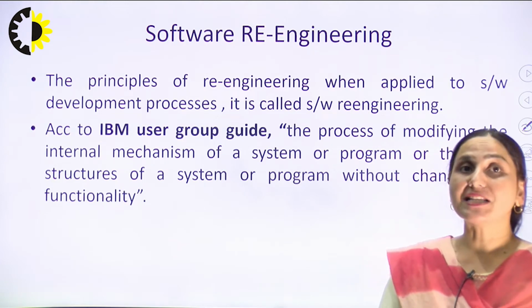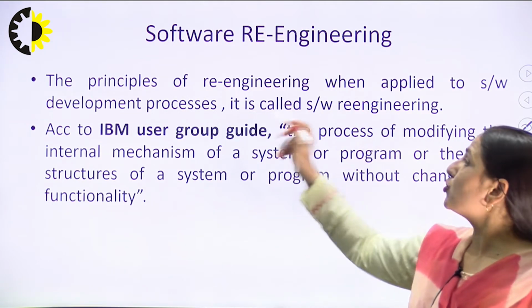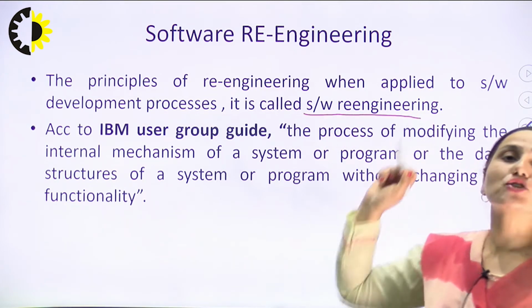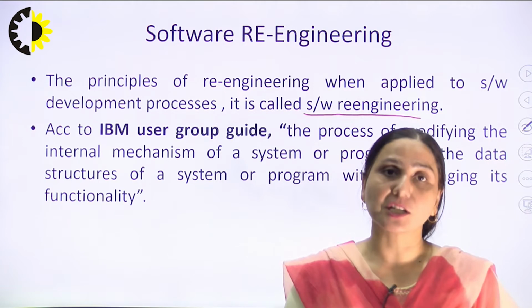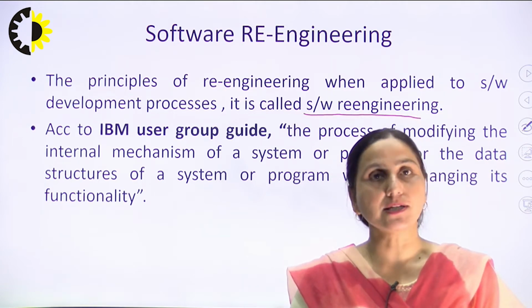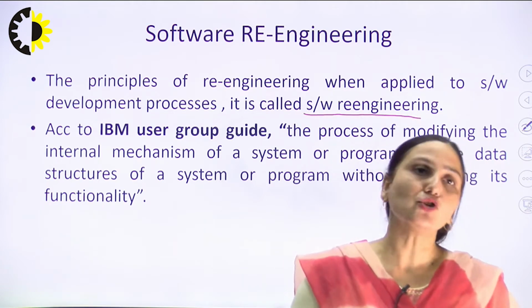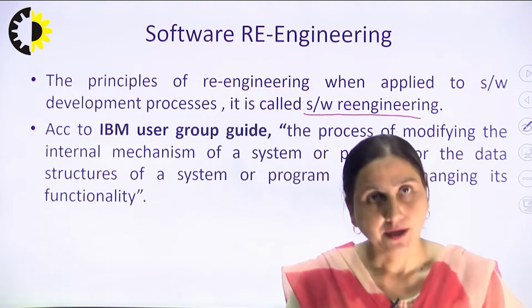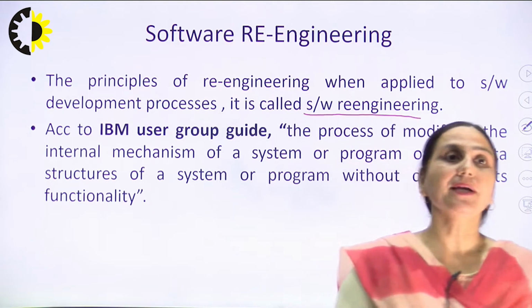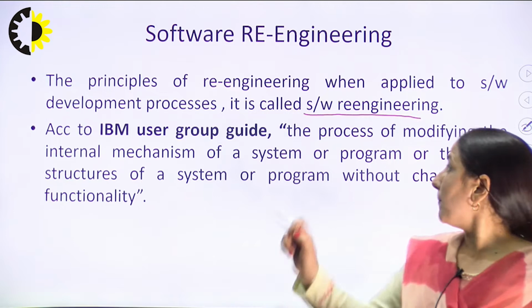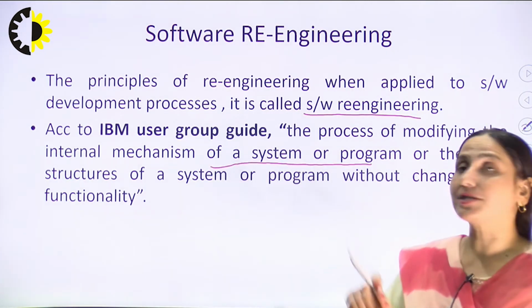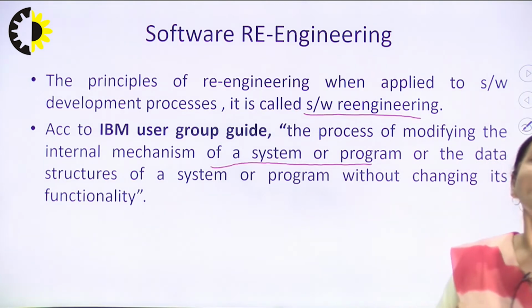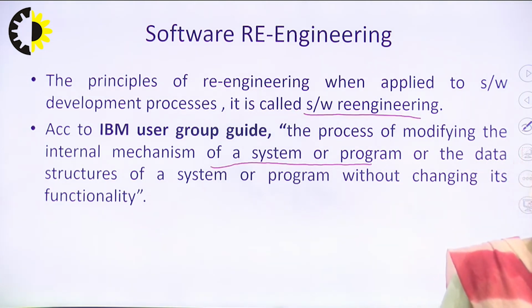Now, when the principles of re-engineering are applied to the software development process, it is called software re-engineering. As I told you, if it is applied to business processes, it is called business process re-engineering, and if it is applied to software, it is called software re-engineering. According to the IBM user group guide, it is the process of modifying the internal mechanism of a system or program, or the data structure of the system or program, without changing its functionality.